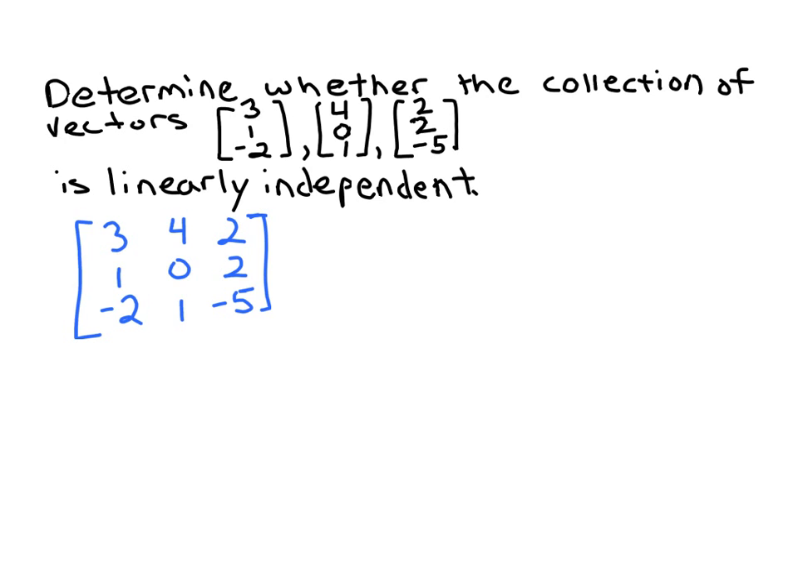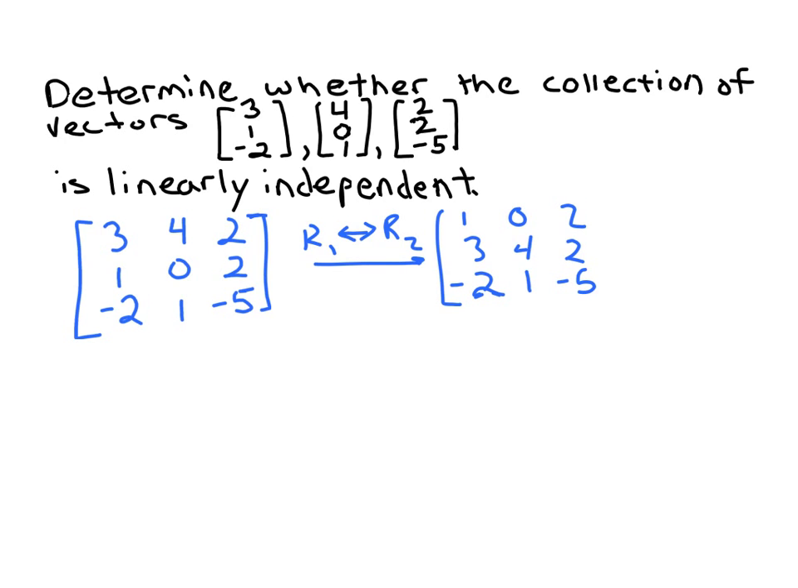So the first thing I'd want to do is get a 1 in that top left corner. And so always take the simplest row operation that you can. So if we do a swap with row 1 and row 2, then we end up with the 1, 0, 2 on top, 3, 4, 2 here, the 2. Okay, now we want to get zeros below that leading 1 in the first row.